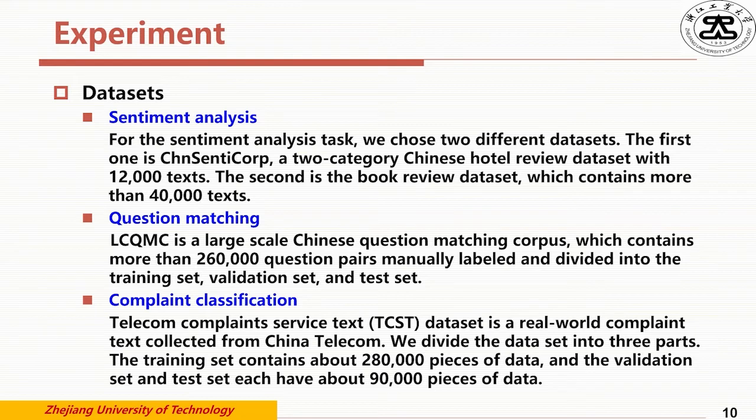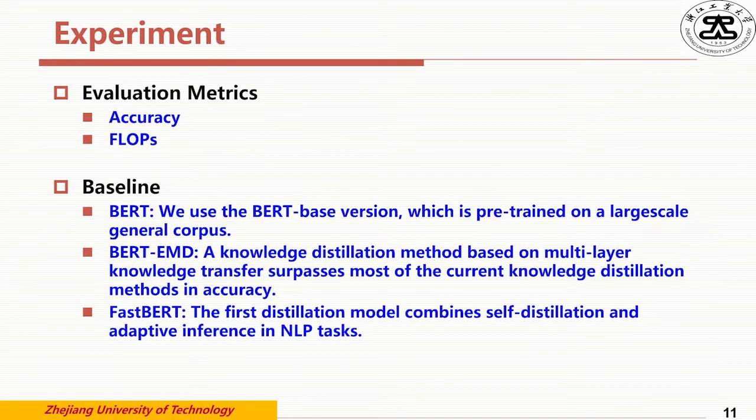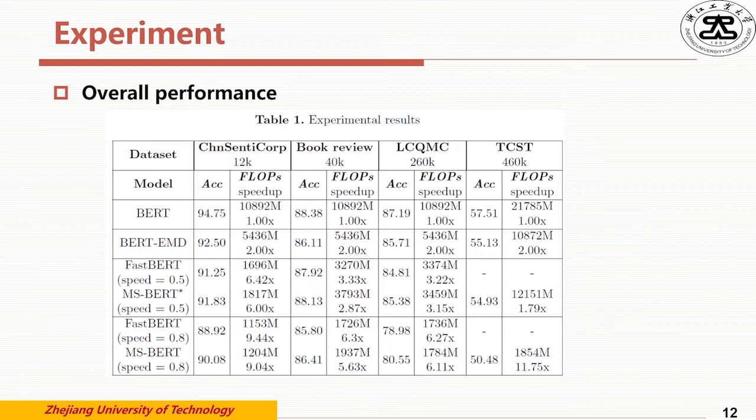We use accuracy and FLOPs as the evaluation indicators of this paper. There are 3 baseline methods in this paper: BERT, BERT-EMD, and FastBERT. We summarize the overall experimental results on the 4 data sets in Table 1. Compared with BERT-base, MS-BERT can speed up 2 to 12 times under different accuracy losses. We can adjust the speed of the model according to the tolerance for accuracy loss.